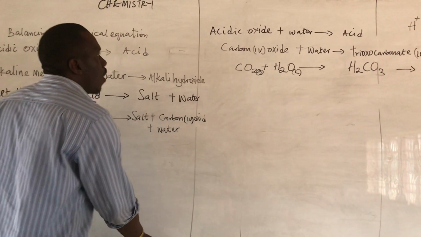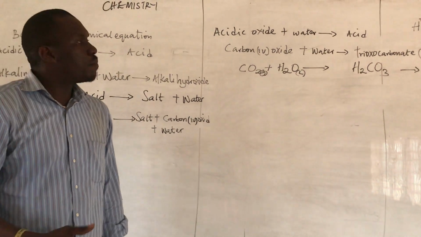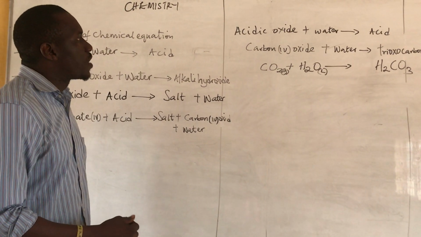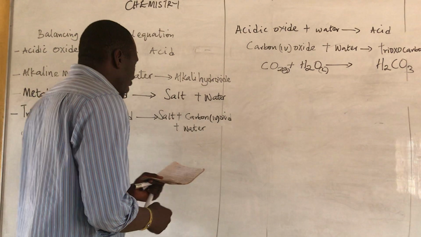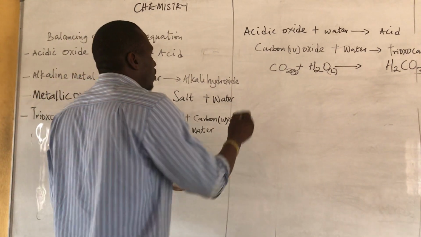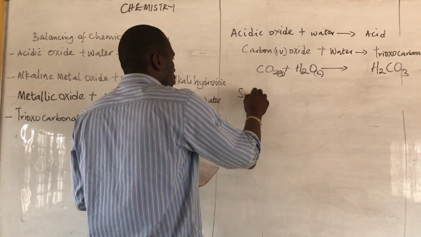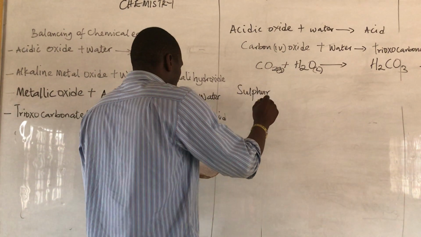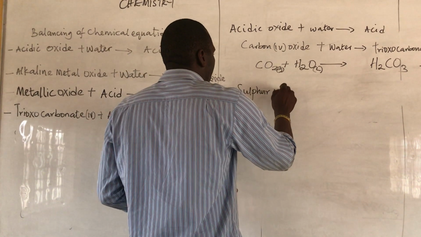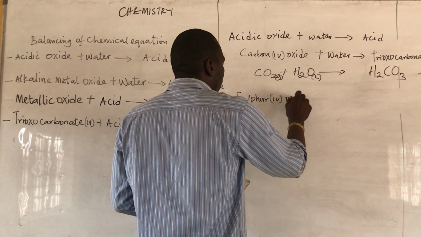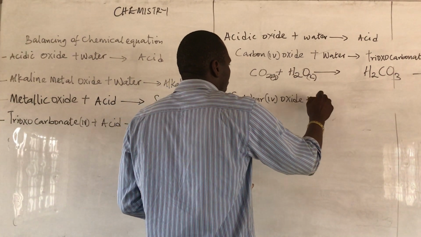That's an example of acidic oxide plus water to give us acid. You can also quickly try this on your own. Give me your answer in the comment section: sulfur 4 oxide plus water.